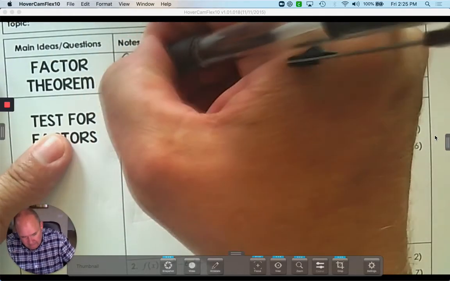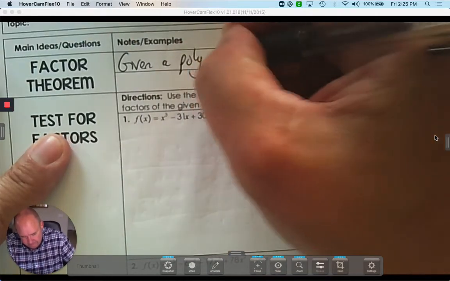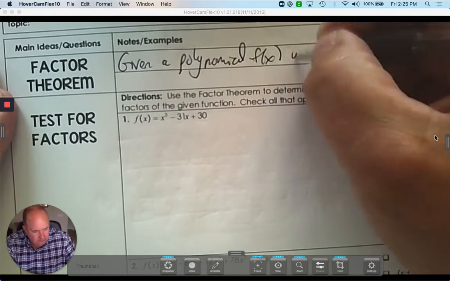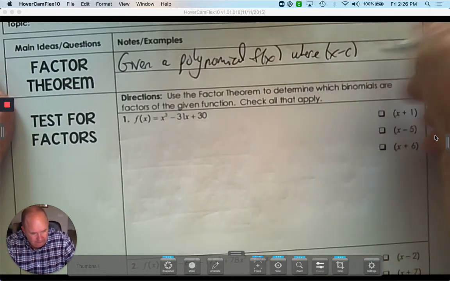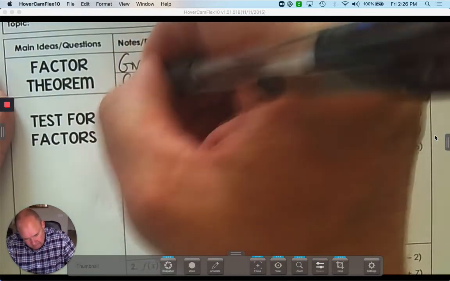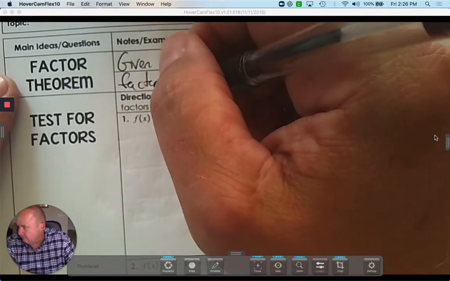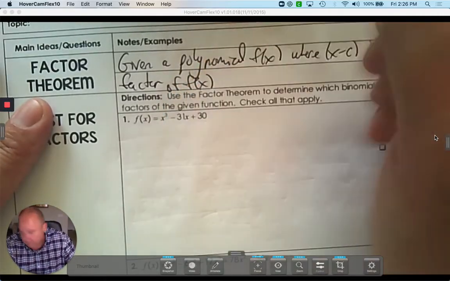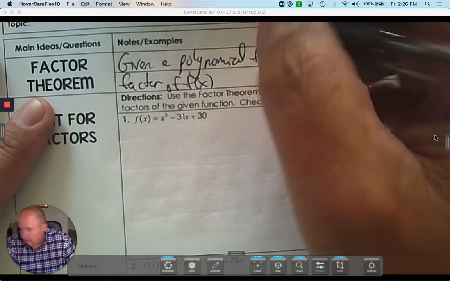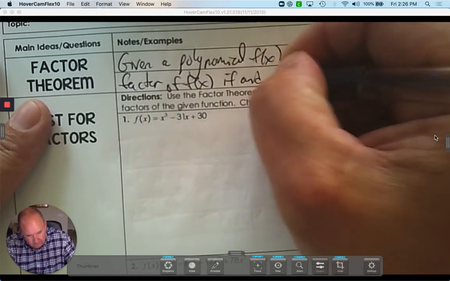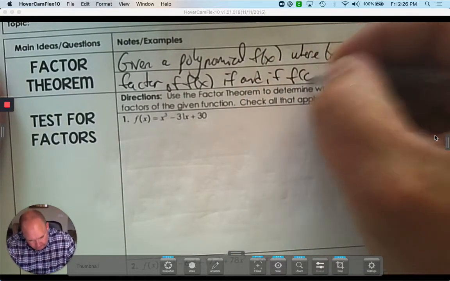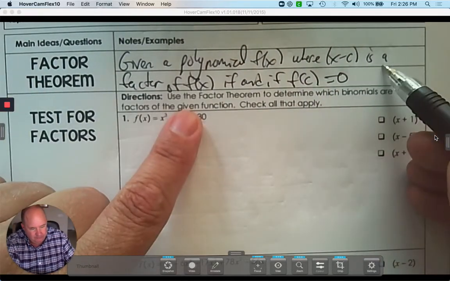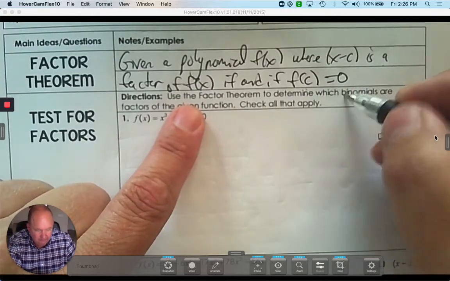So given a polynomial f at x, where x minus c is a factor, then, if and only if, so given a polynomial f at x where x minus c is a factor of f at x, if and only if f at c equals 0.